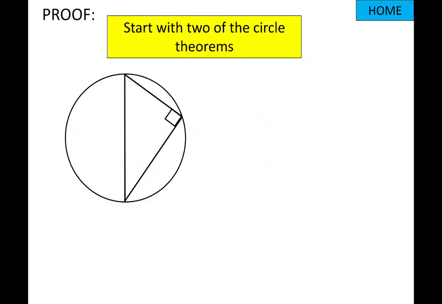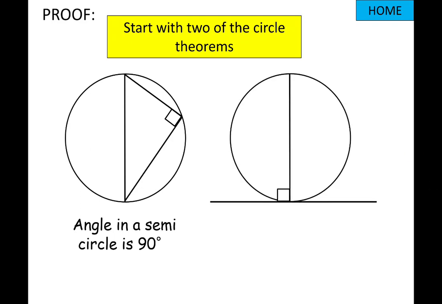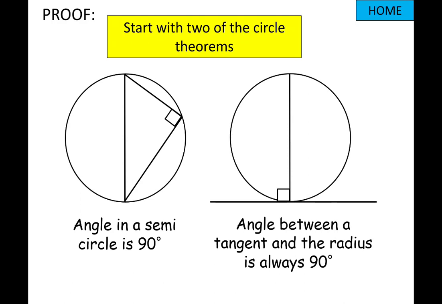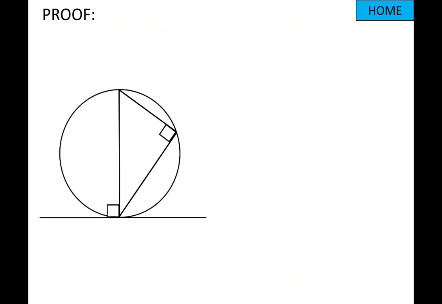Start with two of the circle theorems. Angle in a semicircle is 90 degrees, and the angle between a tangent and its radius is always 90 degrees. Now combine them together. This angle is equal to this angle. 90 is equal to 90, right? Label an angle x. If this is 90, that means this whole angle is equal to 90. If this is x, that means this is 90 minus x. X is equal to x.